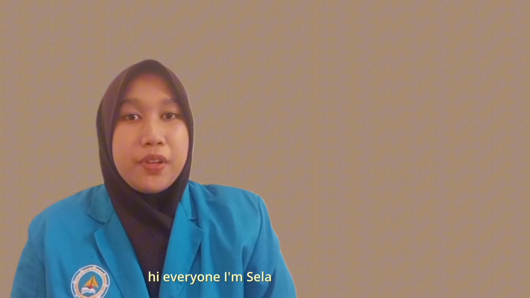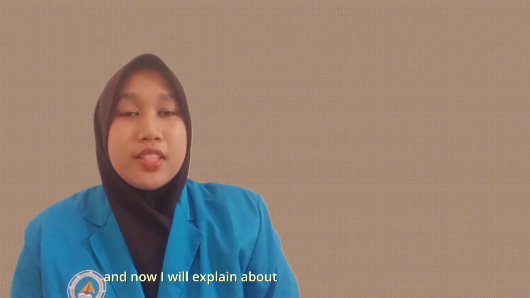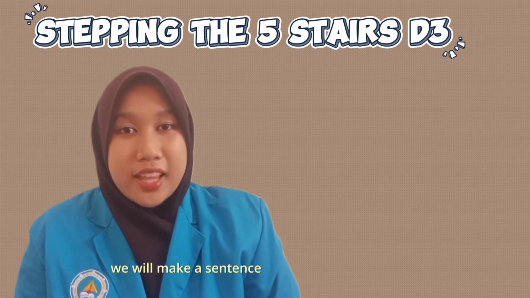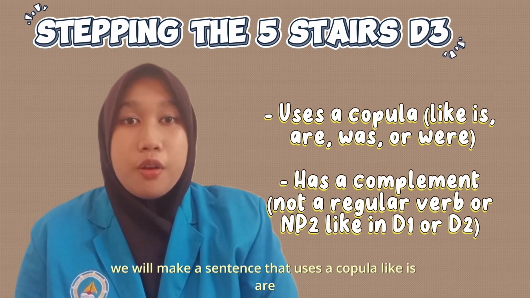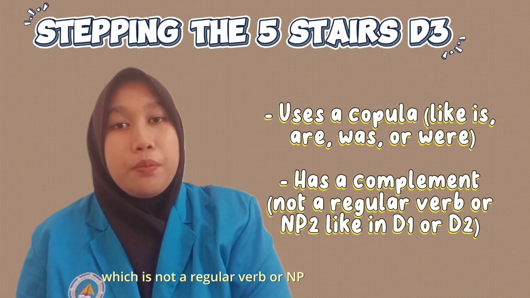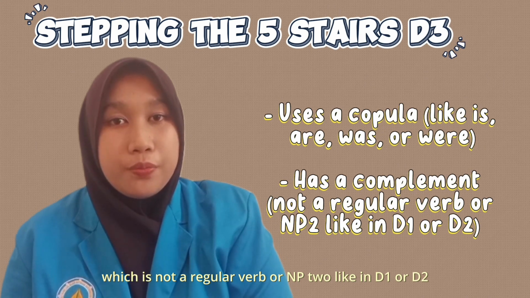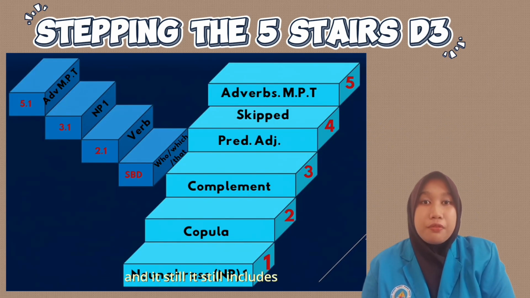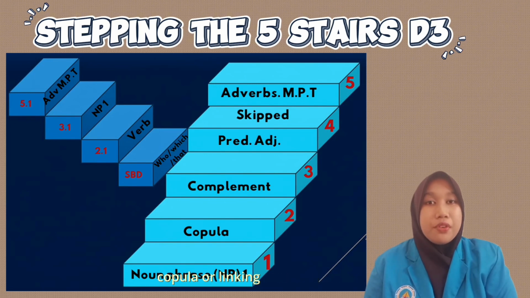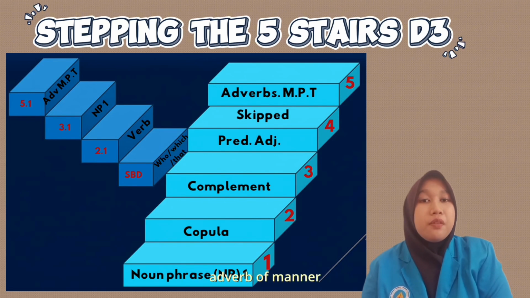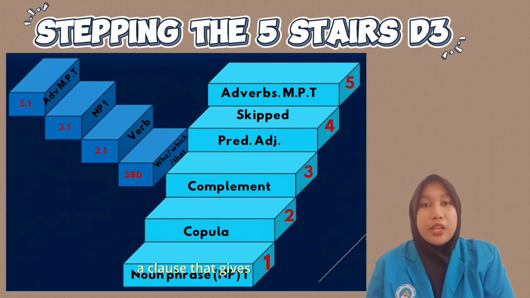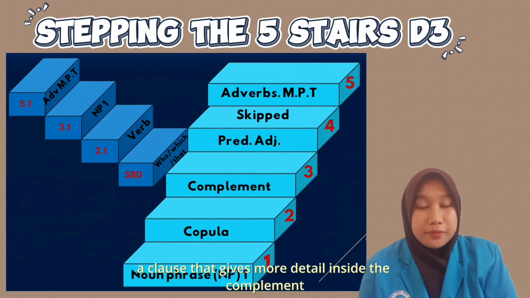Hi everyone, I'm Virgiola Pramudya and now I will explain about stepping the 5 stairs D3. In this part, we will make a sentence that uses a copula like is, are, was, or were, and has a complement which is not a regular verb or NP2 like in D1 or D2. And it still includes 5 important parts, which are noun phrase 1 or NP1, copula or linking verb, complement, adverb of manner, place, and time, and optionally a small staircase, a clause that gives more detail inside the complement.